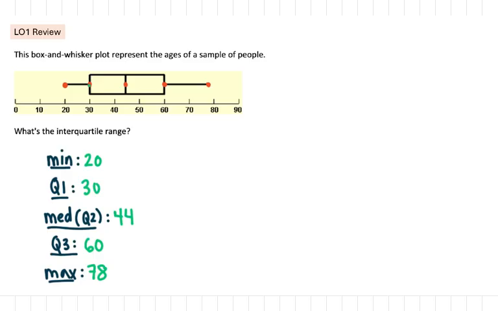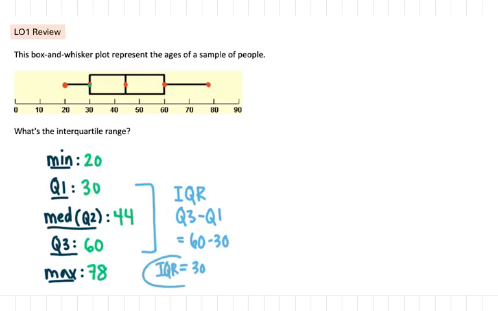So what else can we tell? We could figure out the interquartile range, right? You just subtract, so the IQR is just Q3 minus Q1. And so in this case, it is 60 minus 30. So the IQR, interquartile range, is 30. By the way, these quartiles mean we're cutting it into quarters. So you can think of it like 1 quarter, 2 quarter, 3 quarter, 4 quarters. So this interquartile range is 50% of the data.